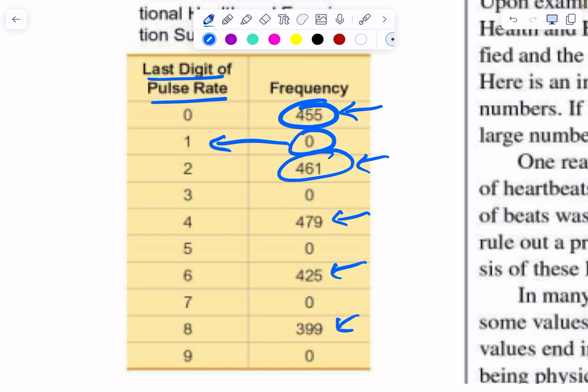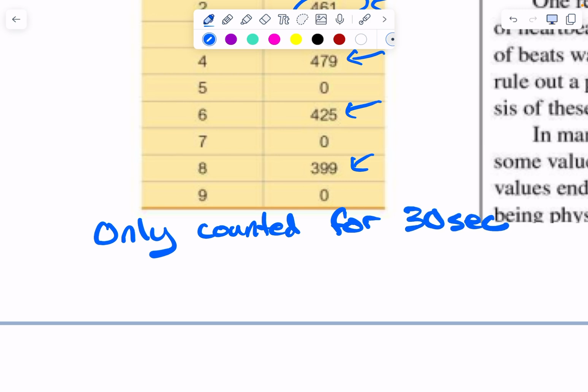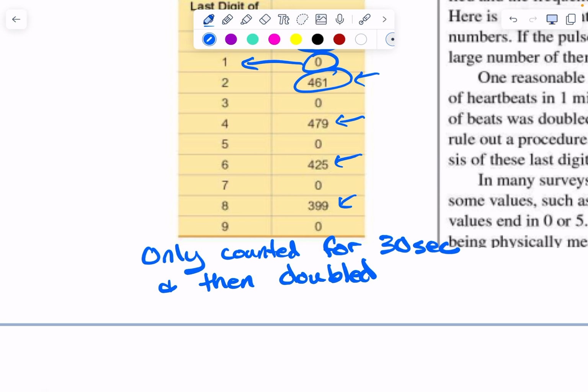Does that mean absolutely nobody has a pulse rate that ends in an odd number? No. Did anybody here have a pulse rate end in an odd number? They're taking shortcuts. That's what they're doing. What did they do? How was this data measured? They only measured 30 seconds, only counted for 30 seconds, and then doubled. Because when you do that, you will not end up with an odd number. You will only ever end up with an even number.